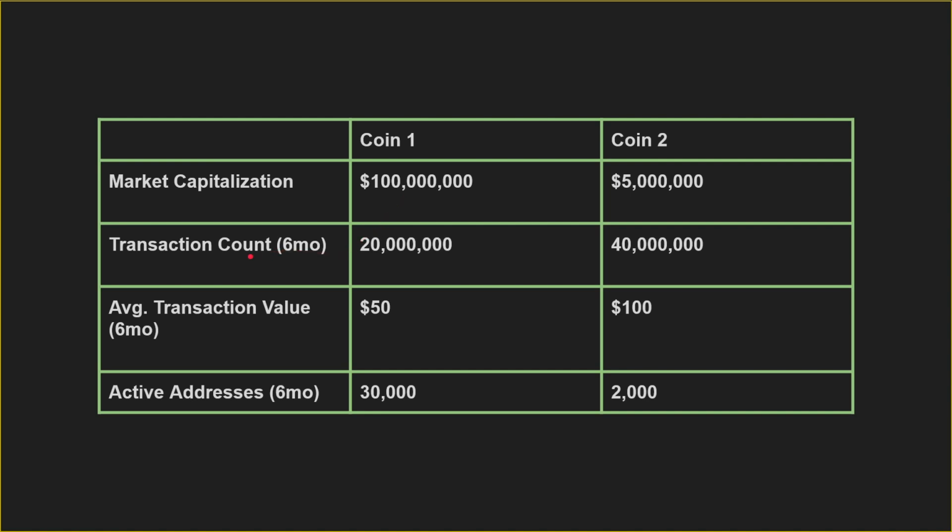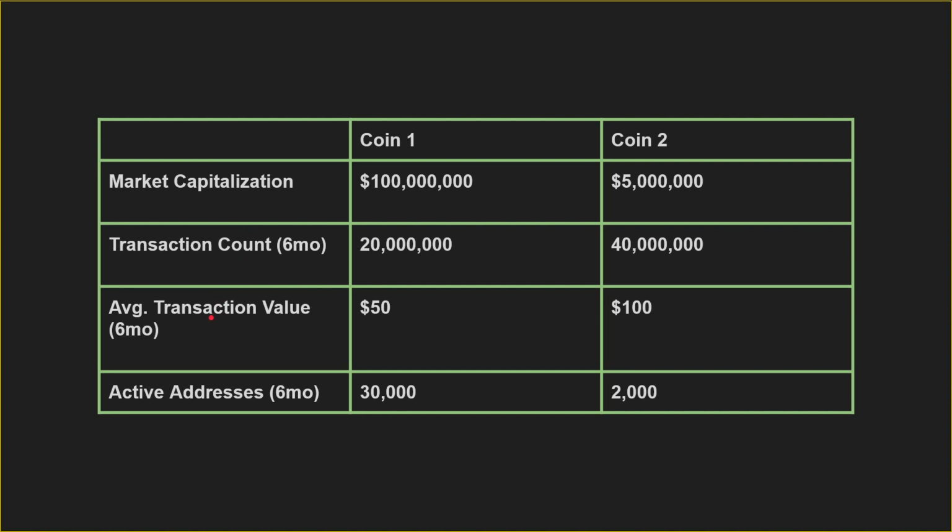In terms of transaction count, we see that coin 1 has 20 million transactions in the past 6 months, whereas coin 2 has 40 million transactions in the past 6 months. So while coin 1 may have more capital invested and a larger market capitalization than coin 2, coin 2 has a higher transaction count. This is seeing much more use compared to coin 1.